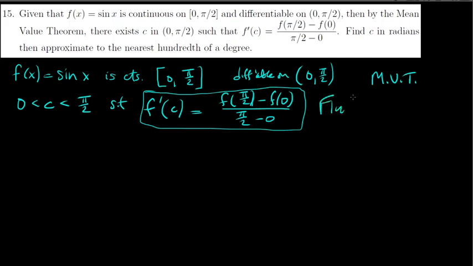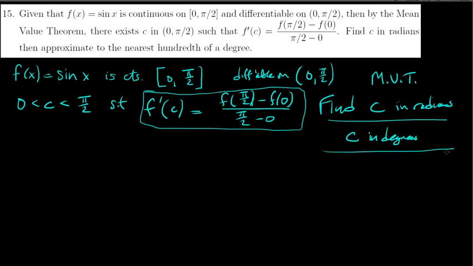So here we have to find C in radians. We can convert to degrees if you want, but they want radians. And then they do want degrees to the nearest hundredth, right? So we'll do both, radians and degrees. Okay. Well, yeah, so the derivative of sine is cosine. You better know that. That just comes up again and again and again, so very useful.